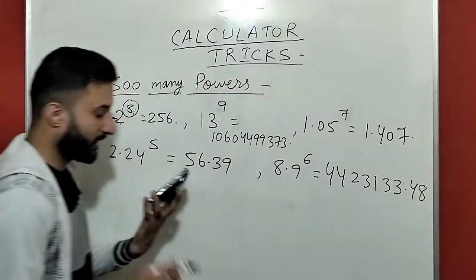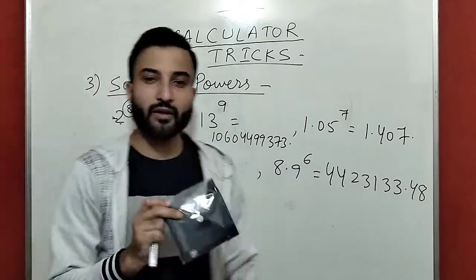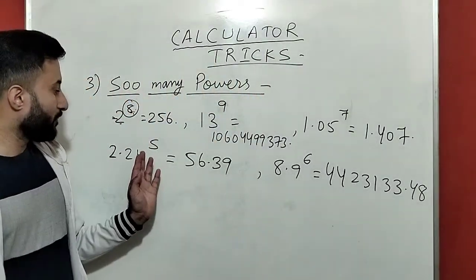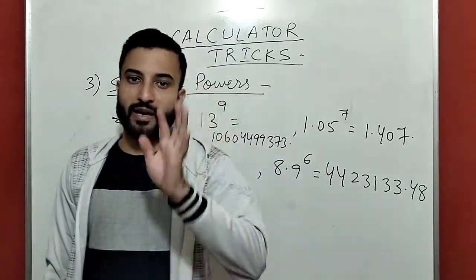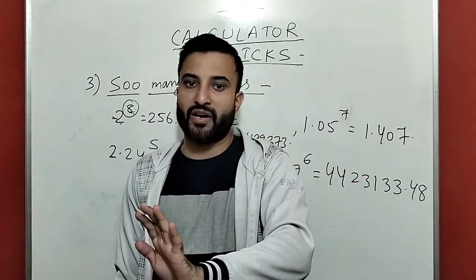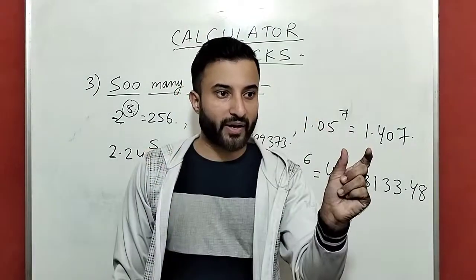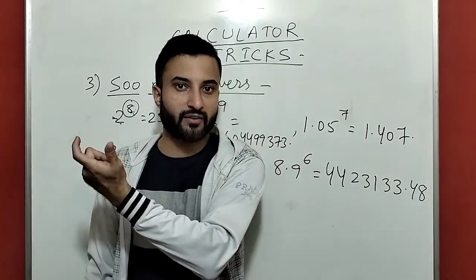4423133.48. Okay, we will get this. So understand how to find this, like how many numbers. Okay, so what we will do, we will multiply that same number 2 times, like 8.9 into 8.9. So we will multiply the same number 2 times. 8.9 into 8.9 equals, we will get some value.